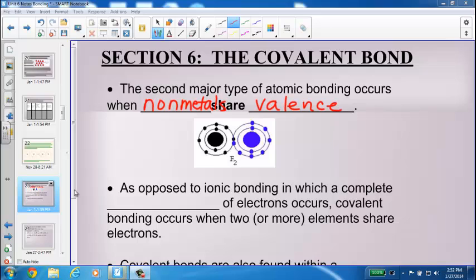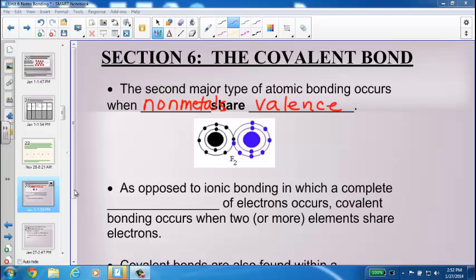So they come close enough, as you can see here from this diagram, so that their valence shells overlap. And so the blue electron here becomes part of the black element's outer shell, and the black electron here becomes part of the blue element's outer shell. So they become close enough so their outer shells overlap and they can complete their octet, okay?